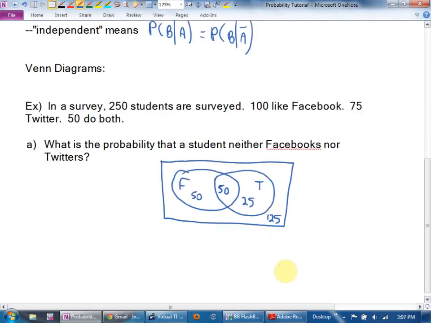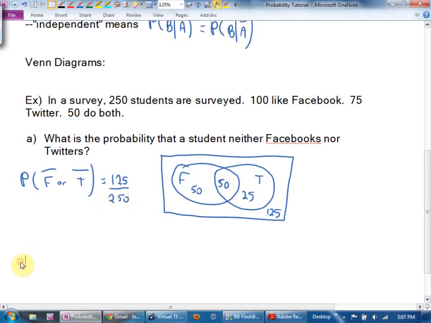So the probability of neither, which would be not Facebook or not Twitter, if we wrote it in our symbolism, is, which one of these is neither? B.